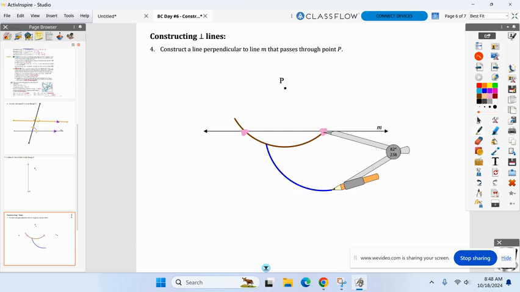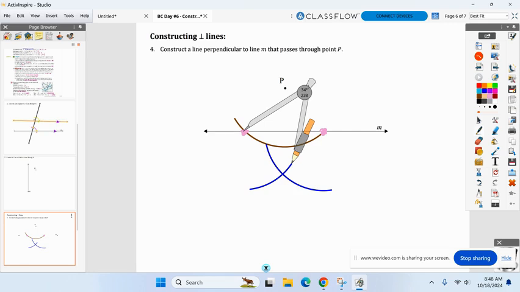Once you have that, go to the other point of intersection and make a second arc that intersects the previous one there. They do not have to intersect the first one. The first one is just there to establish points of intersection. Does everybody have point P and another point of intersection? Did anybody's point of intersection land on point P?